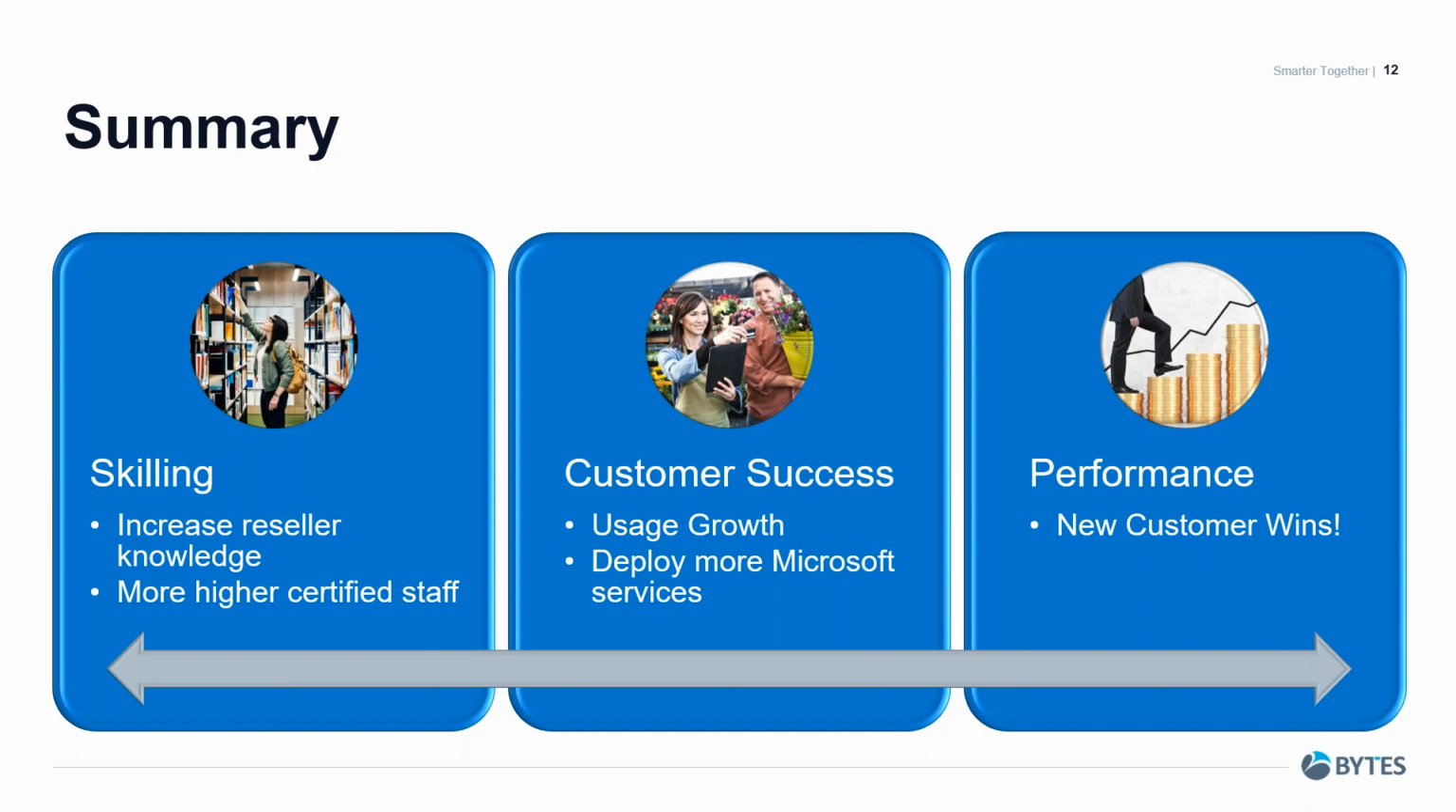For your modern workplace and for your biz apps, again, usage growth is basically your customers using more of the services that they've bought, i.e. you've just moved them from business standard to business premium. They've got Intune and things like that. Basically make sure all the staff are using that. That's usage growth, and that's also deploying more services. And performance, quite simple: win new customers.